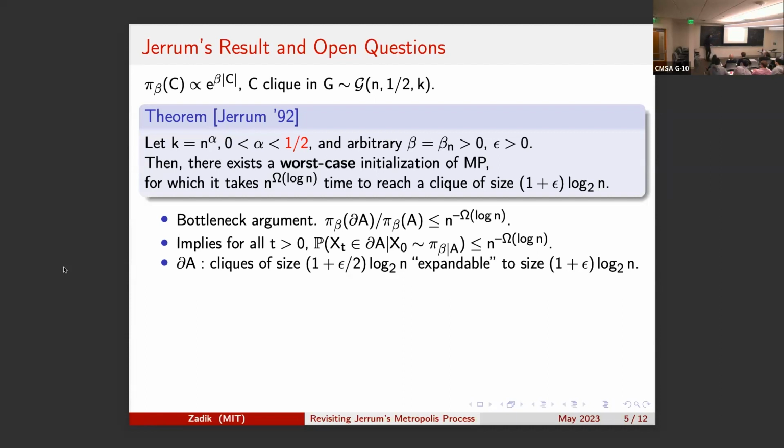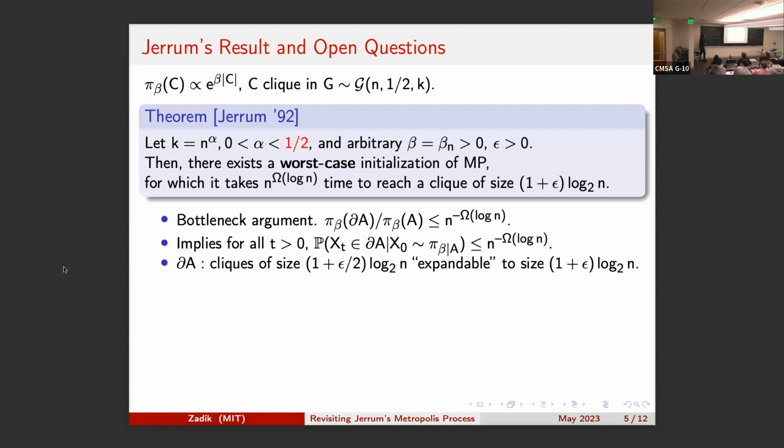Okay, so what does this mean? These are cliques that are proper subsets of an even larger clique. So they're already large and they can become even larger. So they're not maximal, and this is very rare, right? And you can also convince yourself that if your dynamics start from the empty clique, to hit an n^(1/2 + epsilon) log n clique, they should pass through such a non-maximal clique, and this is very rare.